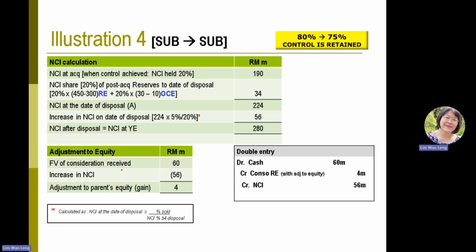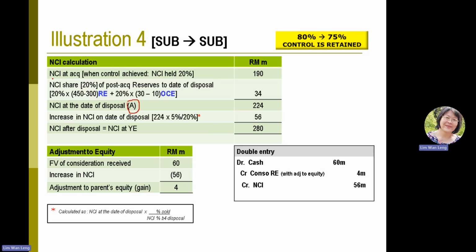Okay, you still remember this, the one with A. Just as in the step acquisition, we also need to calculate A, because when you calculate the A figure, we are looking at adjustment between the owners, just as a transaction between the owners. So for the NCI calculation, what we need is to get the figure of A. This one we already did when we looked at step acquisition.